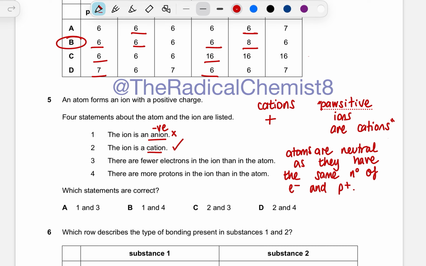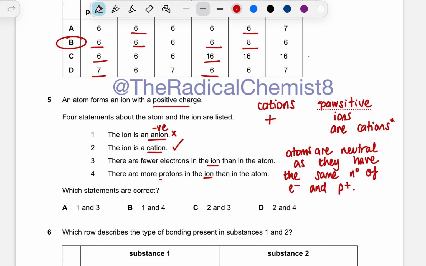So an ion is normally formed when an atom gains or loses electrons to achieve a full outer shell. So you can have an ion that is positive and an ion that is negative. In this case, we're looking for which ion will have a positive charge. The first option, there are fewer electrons in the ion than in the atom, and the second option would be there are more protons in the ion than in the atom.